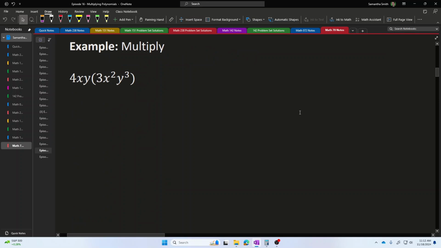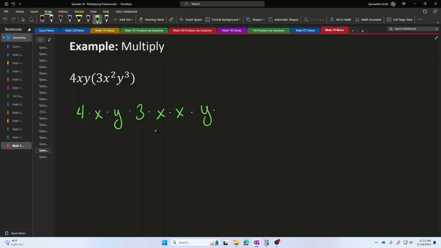Finally, someone says multiply together 4 times x times y times 3x squared y cubed. Let's go ahead and write this out in full. I have 4 times x times y multiplied by 3, 2 x's, and 3 y's, all multiplied together. So if I multiply the coefficients, 4 and 3, 4 times 3 makes 12.